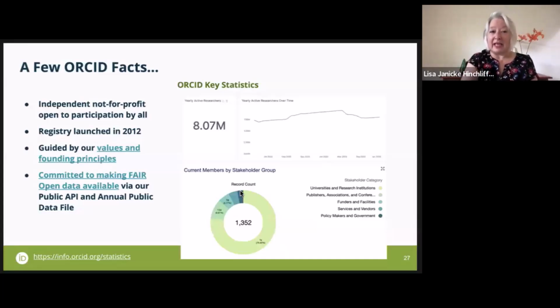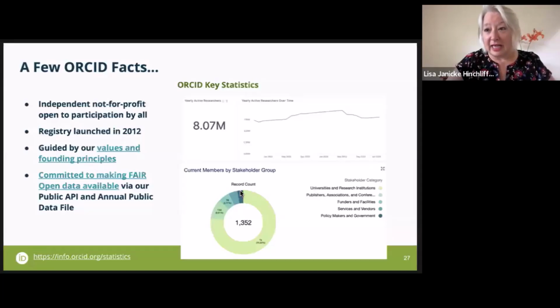We're guided by a set of values and founding principles, and we're committed to making fair, open data available via our public API and the annual public data file. Now, I do want to remind you that the only thing that's in the public data file are those things that researchers have said that we have permission to include in that data file. But it's significant.